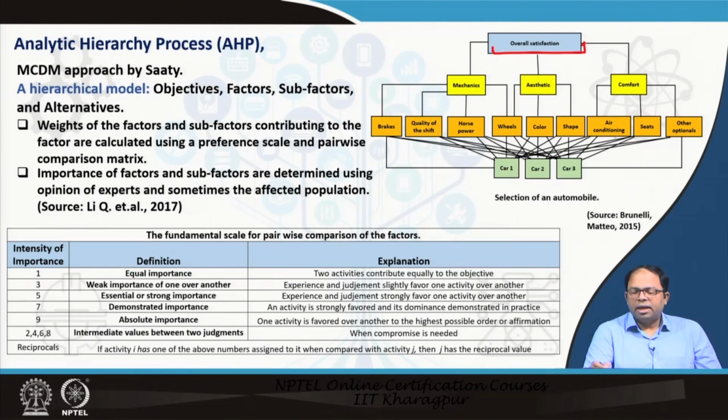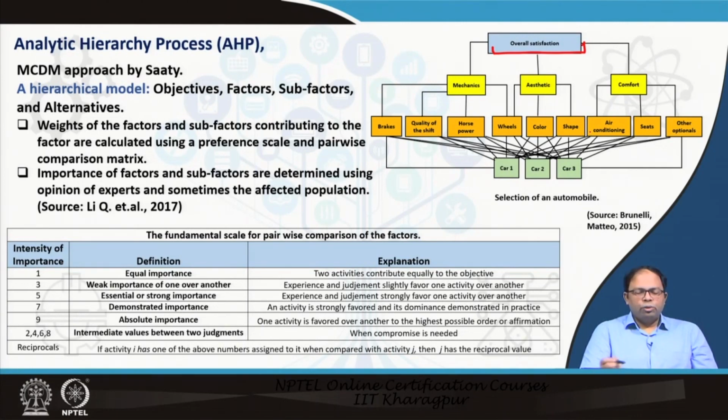And then we have air conditioning, seats, and other optionals. So these are the sub-factors that have been used for comfort. Now, weights of the factors and sub-factors contributing to the factor are calculated using a preference scale and a pairwise comparison matrix. The difference between the previous method and this method is that here we do pairwise comparison.